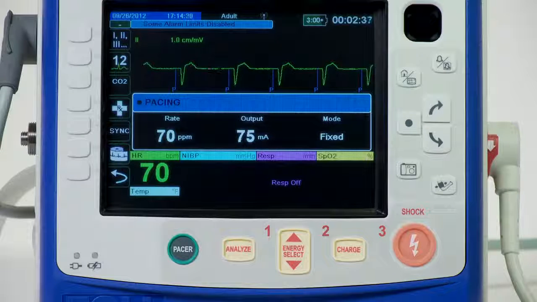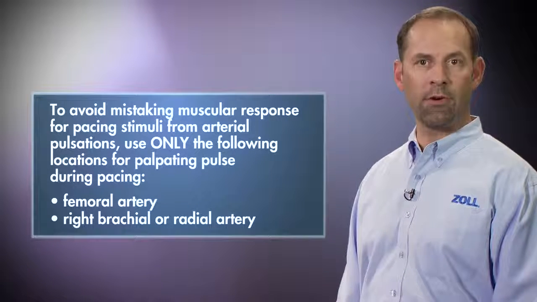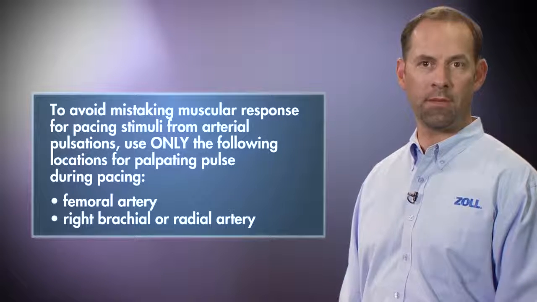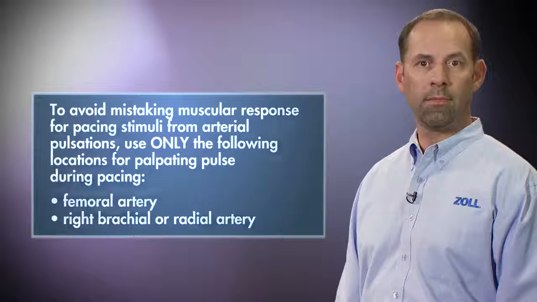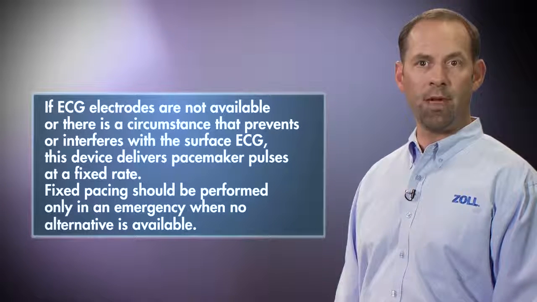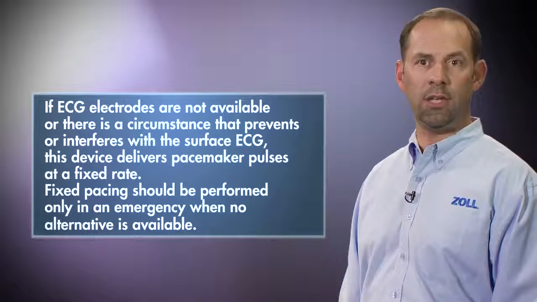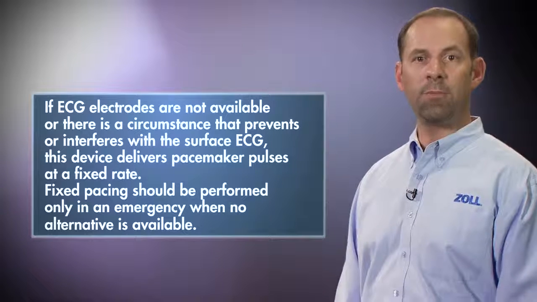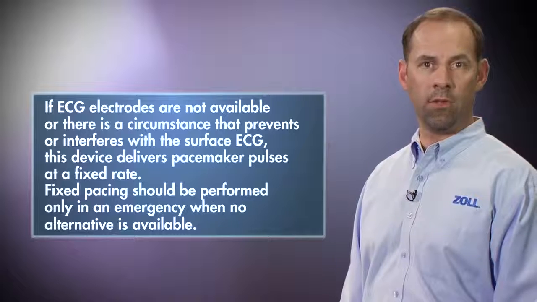Mechanical capture is assessed by palpation of the peripheral pulse. To avoid mistaking muscular response to pacing stimuli for arterial pulsations, use only the following locations for palpating pulse during pacing: femoral artery, right brachial or radial artery. If ECG electrodes are not available or there is a circumstance that prevents or interferes with the surface ECG, this device delivers pacemaker pulses at a fixed rate. Fixed pacing should be performed only in an emergency when no alternative is available.